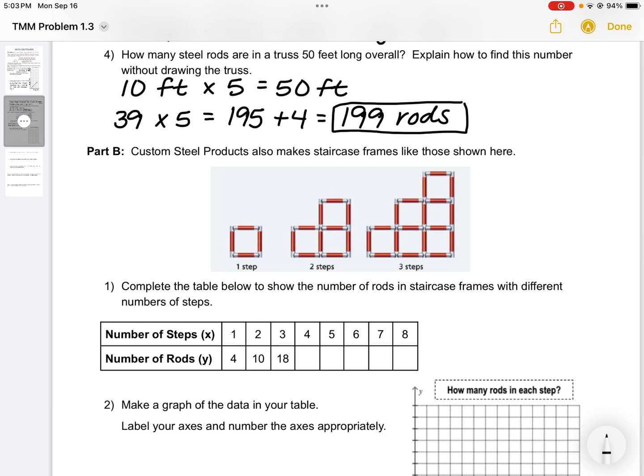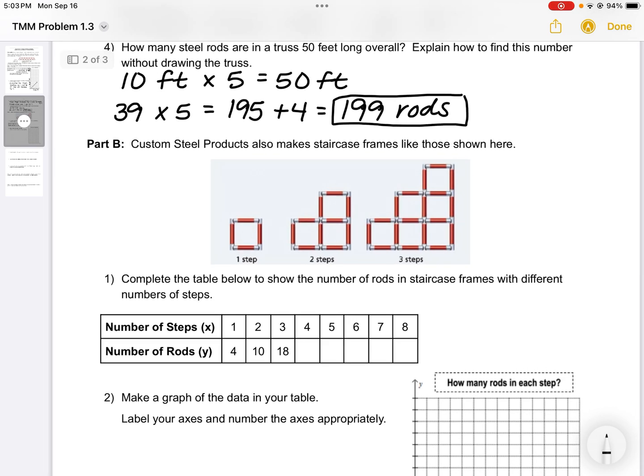Part B. Custom steel products also make staircase frames like those shown here. So one step has 4 rods and makes a square. When you go to 2 steps, you keep the original 1, but then add 1 on top and 1 in front of it. So you're building a staircase. So if we look at number 1, it says complete the table below to show the number of rods in staircase frames with different numbers of steps. Okay?